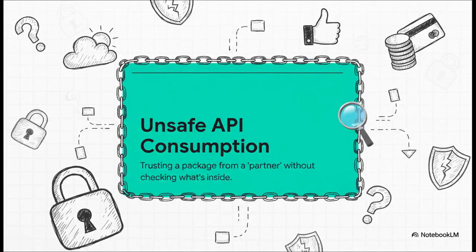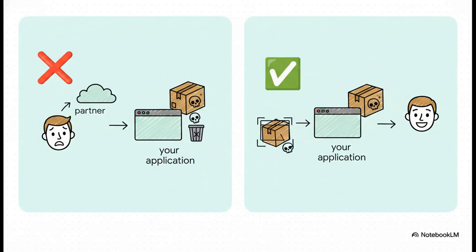Now, the other side of this coin is about trust. Most apps today rely on third-party APIs for things like weather data or payment processing, and the huge mistake is to just assume that because the data is coming from a partner, it must be safe. Here's the scary part. On the left, the flawed code just takes whatever the partner API sends and passes it right along to the user's web browser. So if that partner gets hacked and starts sending malicious code, guess what? Your application just became the delivery system for an attack.